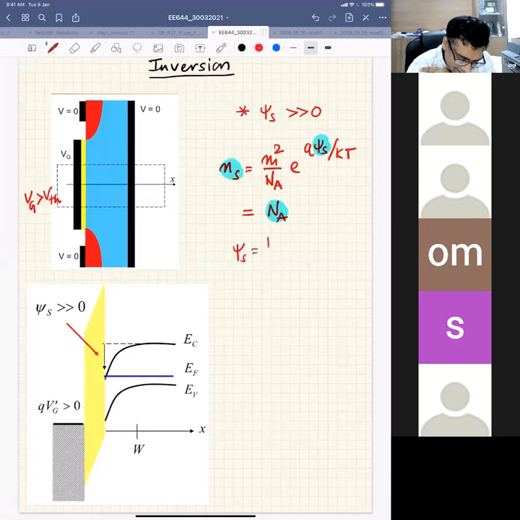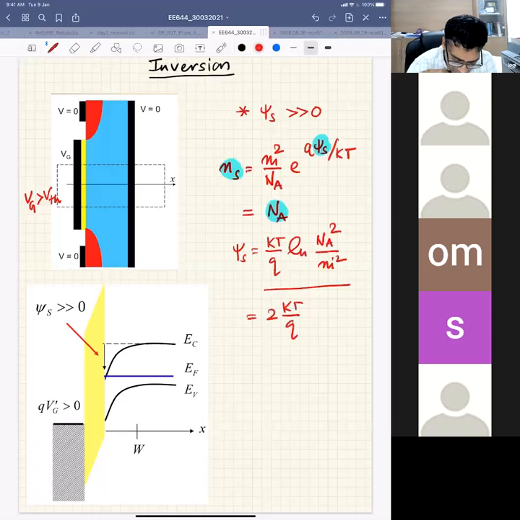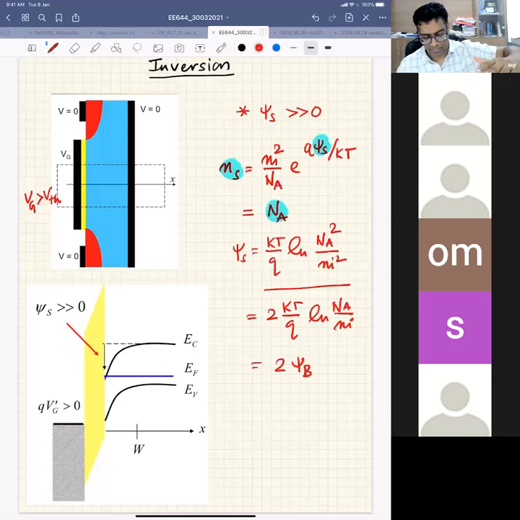is kT by q ln of Na square by ni square. That psi s is nothing but 2 kT by q ln of Na by ni, which is nothing but 2 times psi b. What is psi b? Psi b is the Fermi potential. So psi b.